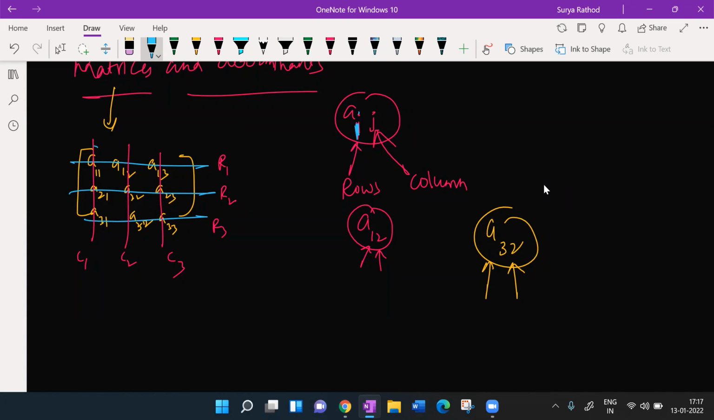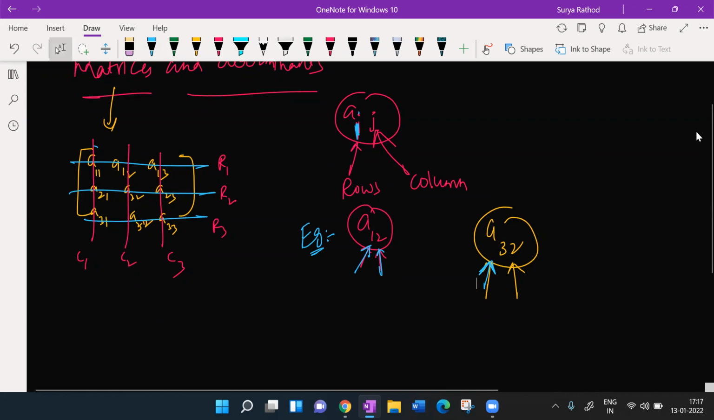So if I take an example, look at this here. A12 is an element in the first row, second column. A32, if I take, is an element located in the third row, second column, like that. Got it, sir. Yes. Now let us talk about a few examples.